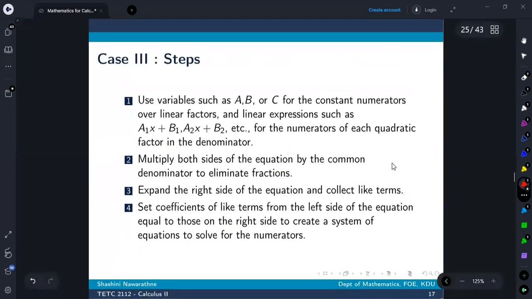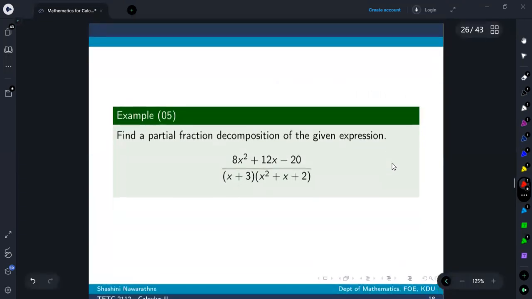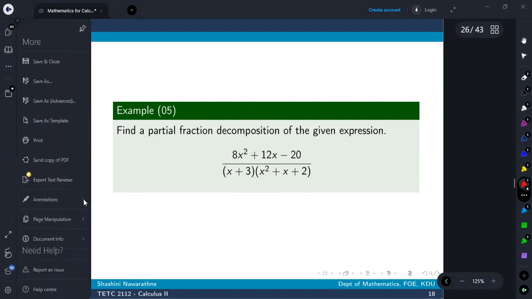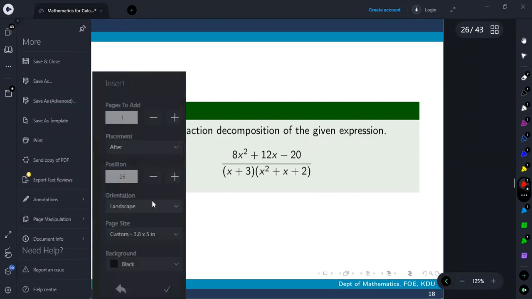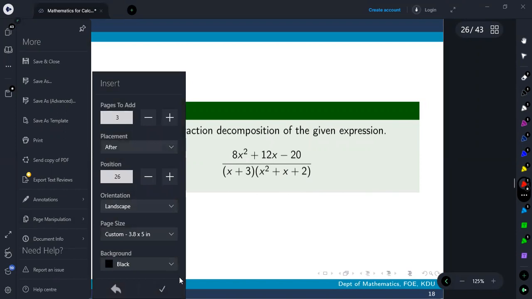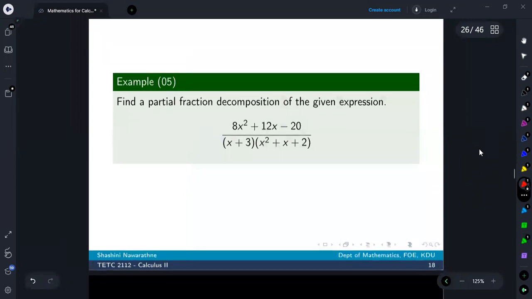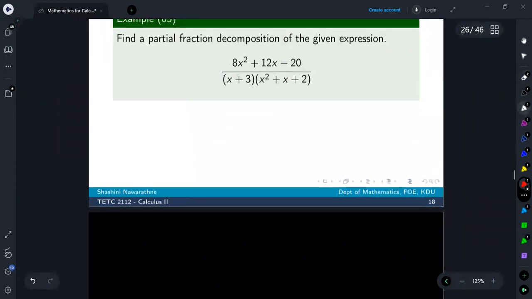So these are the set of steps, and as in the earlier cases, we are going to follow the same process. The only difference from the earlier cases is the way of writing the expression to obtain the partial fractions. So let's do this example, then you will get a better idea of how to do this type of example.